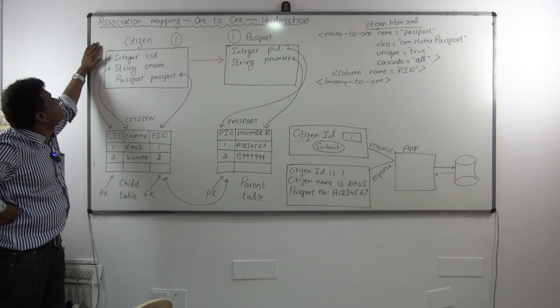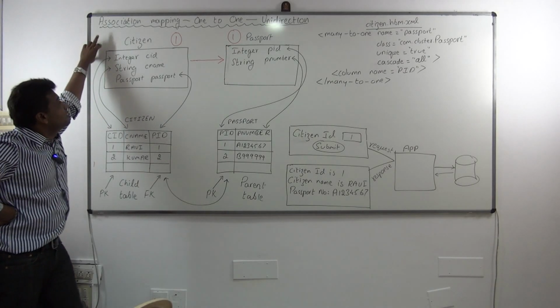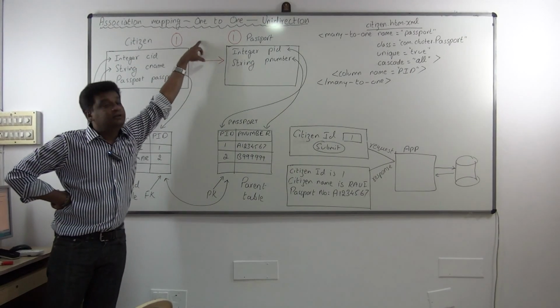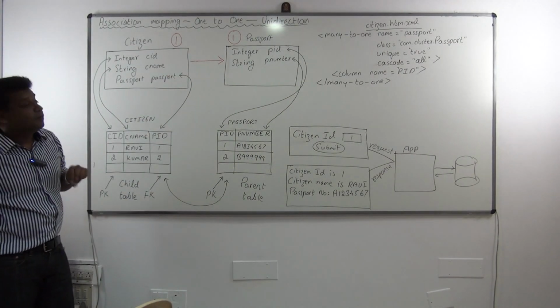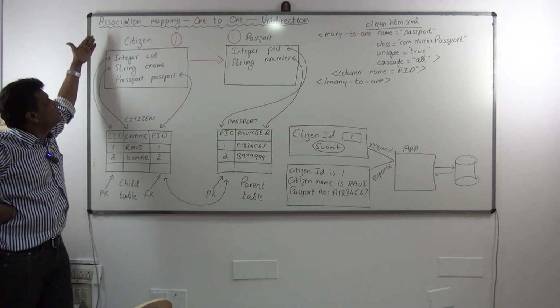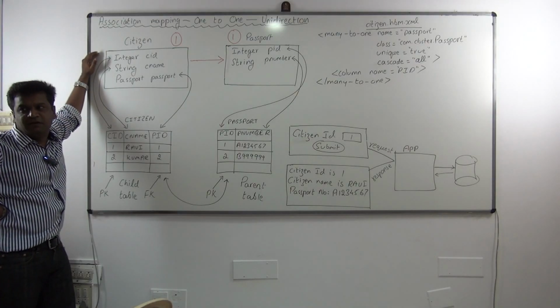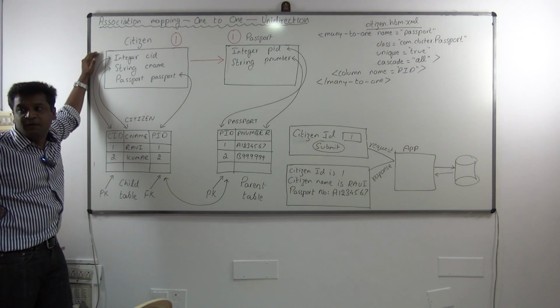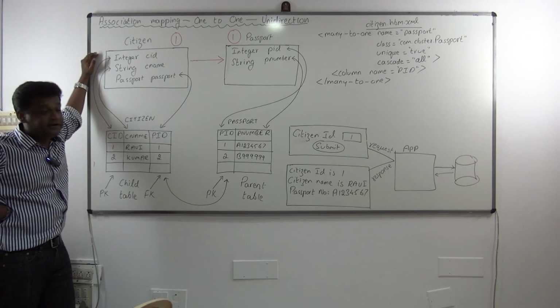Okay, today's topic will be seeing Hibernate association mapping, one-to-one unidirectional. That's the topic we'll be seeing now. So just for that I'll be taking an example. The example would be one citizen has a passport. That is the example I'll be taking.